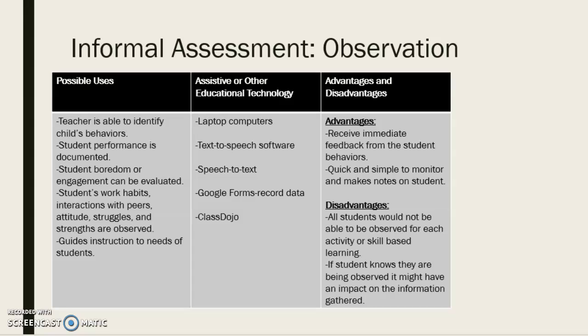Another form of informal assessment is observations. Observations are great for a teacher to identify a child's behavior. With continued observations of a single student, these behaviors can be tracked and evaluated accordingly. A student's performance can be looked at and signs of boredom or engagement can be identified. Through observations, teachers are able to learn a lot about a student on a personal level of their attitude, interactions with peers, and their areas of strength and weaknesses.